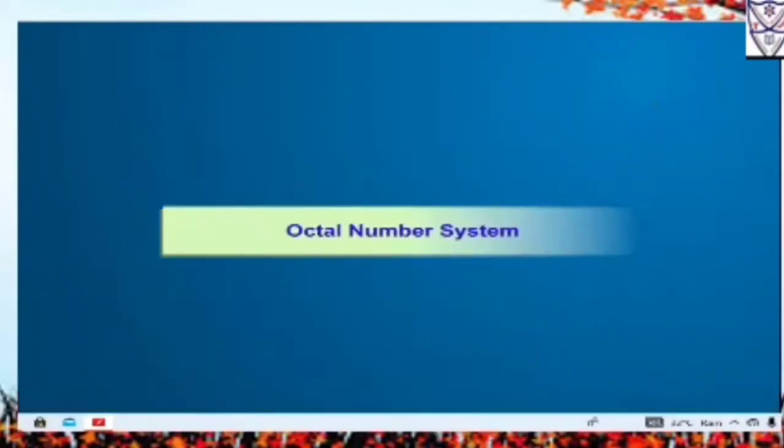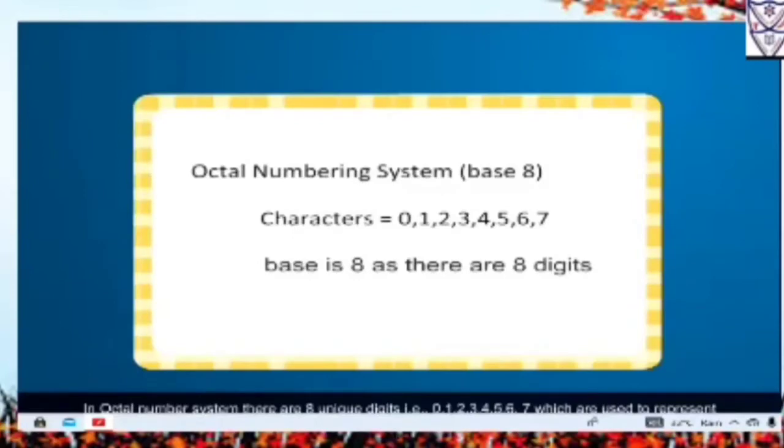Octal number system. In octal number system, there are 8 unique digits, that is 0, 1, 2, 3, 4, 5, 6, 7, which are used to represent any number in this system. So the base or radix of this number system is 8.